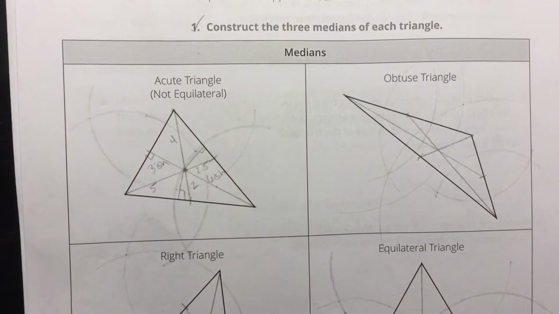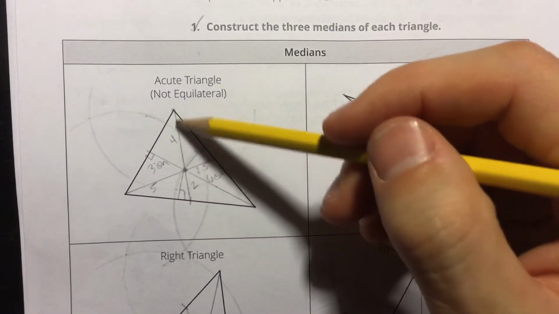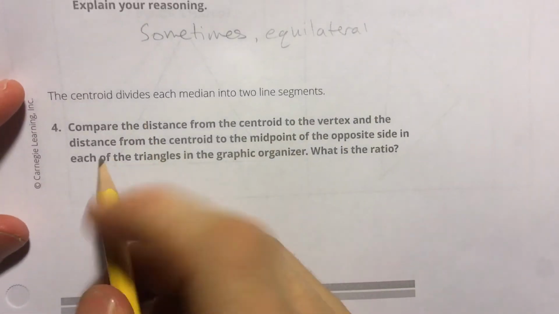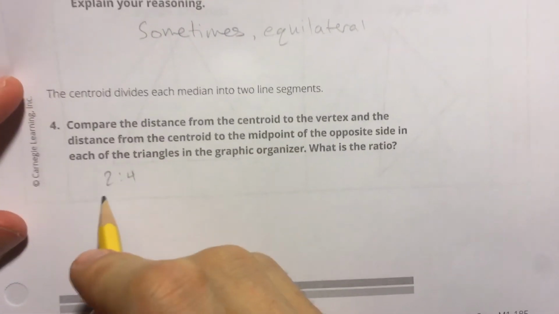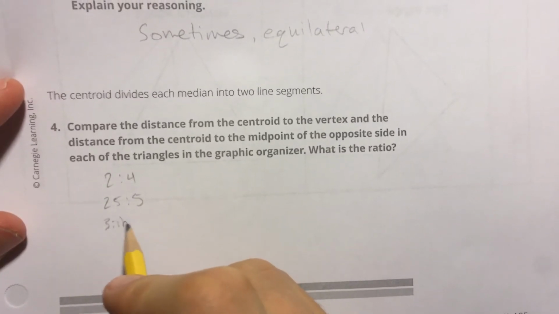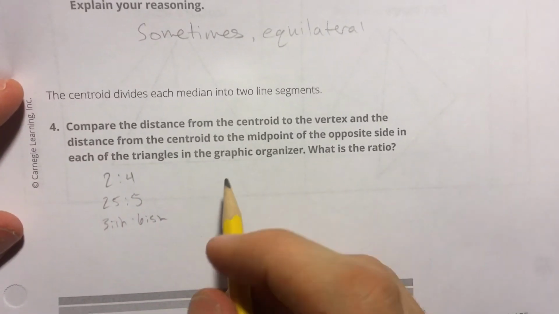Okay, so what is the ratio? So it's asking what is the ratio from centroid to vertex and from centroid to side? Well, we would say that it is 2 to 1, right? Because I had 2 and I had 4, I had 2.5 and I had 5, and I had 3-ish and then I had 6-ish, right? So it's 2 to 1 or 1 to 2 depending on how you look at it.